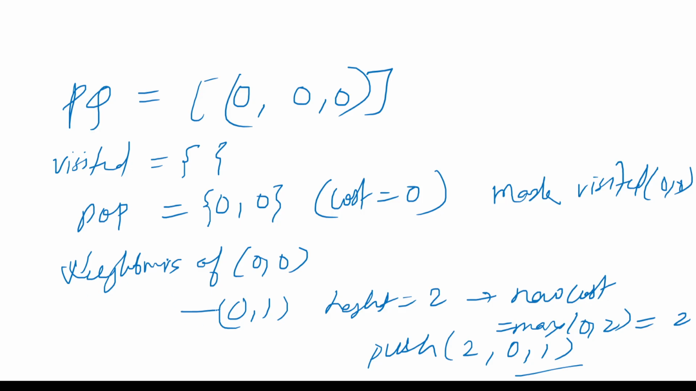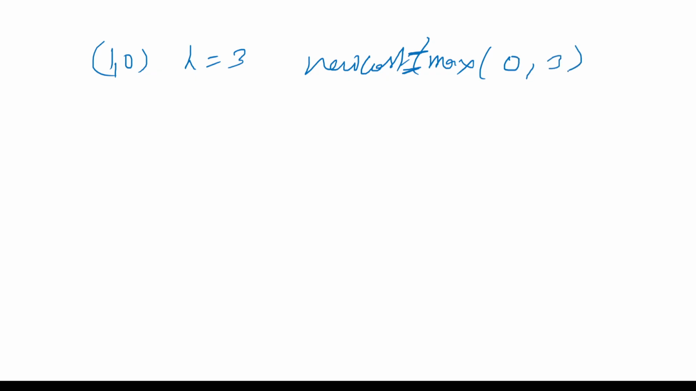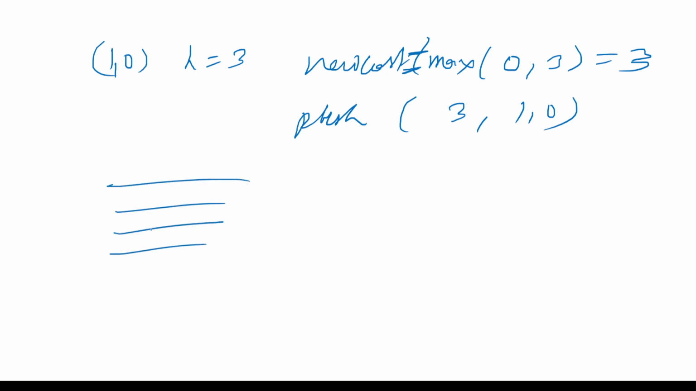Similarly, the other neighbor is 1 0. What is the height here? Height equal to 3. When we push 1 0 with height 3, what is the new cost? The max of 0 and 3 is 3. It means we need to push 3 1 0. Understand? Like this, we'll keep adding and pushing.